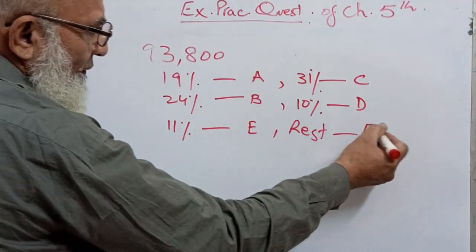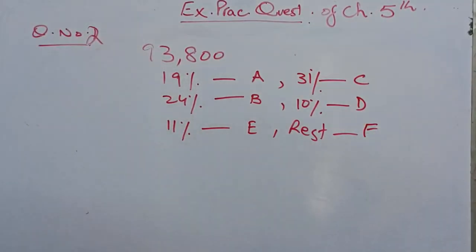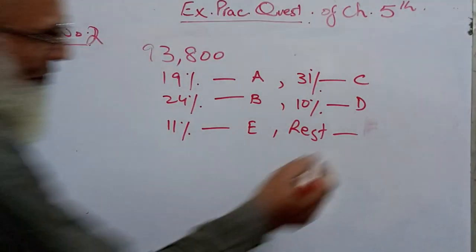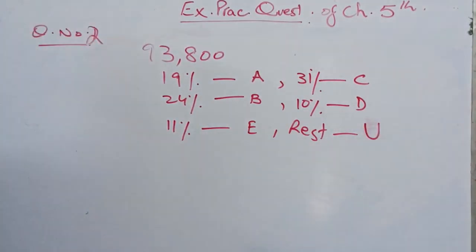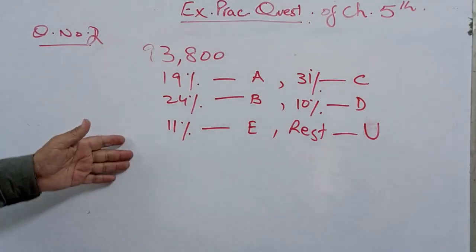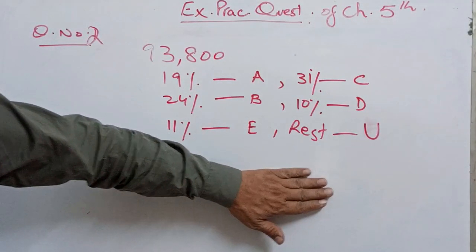F. Of course, they are fail. Grade U. It is grade U instead of F. It is grade U under consideration. Okay. Now there are 6 gradings over here.